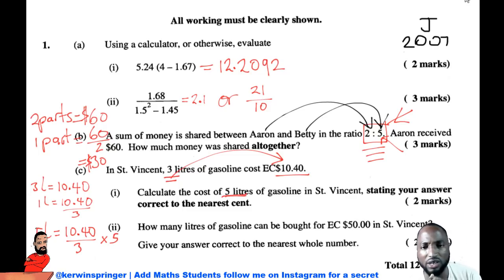And the next answer, how many liters of gasoline can be bought for EC $50 in St. Vincent? 3, 5. Yeah, big up Mr. Hussein. QRC, big up on yourself. Although I don't need no help to big up on yourself.